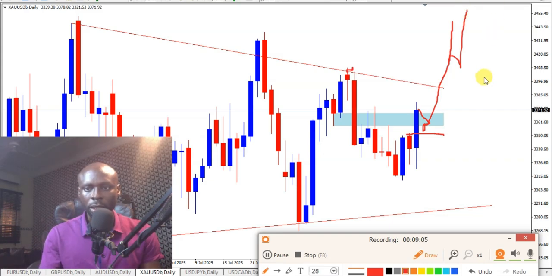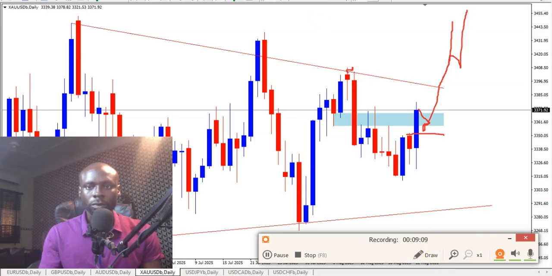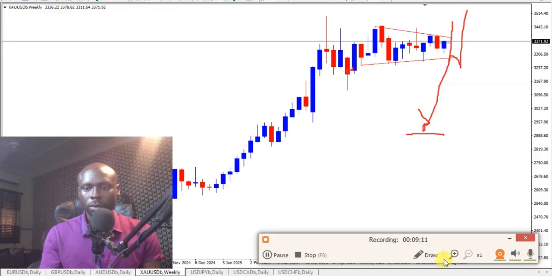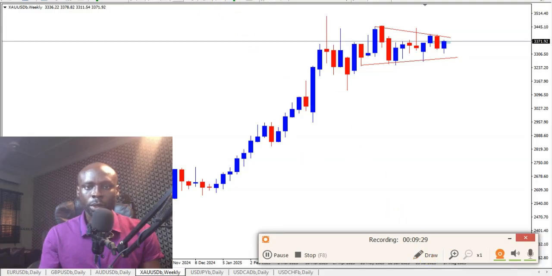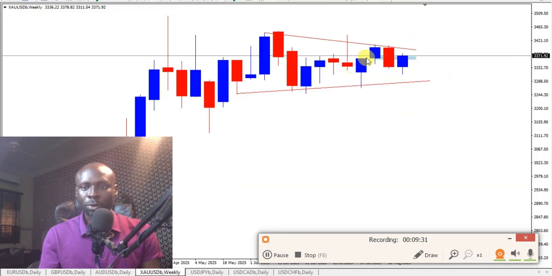So let's look at the weekly chart of the gold USD. On my weekly chart, you can see that we have a bullish rejection candle on gold USD, which indicates more buying opportunity for the gold USD. So we expect price to still continue to push higher on the gold USD because we have this bullish rejection candle.